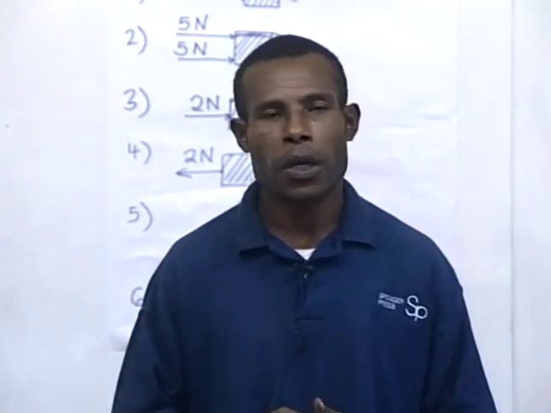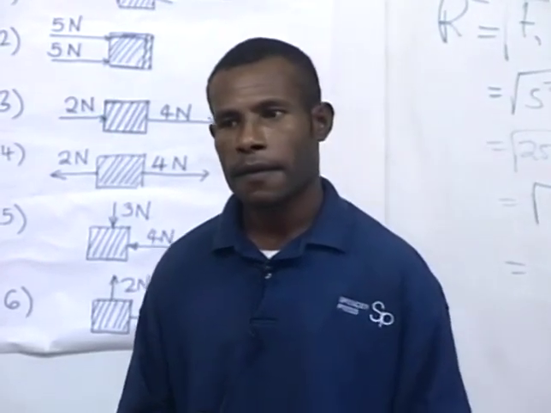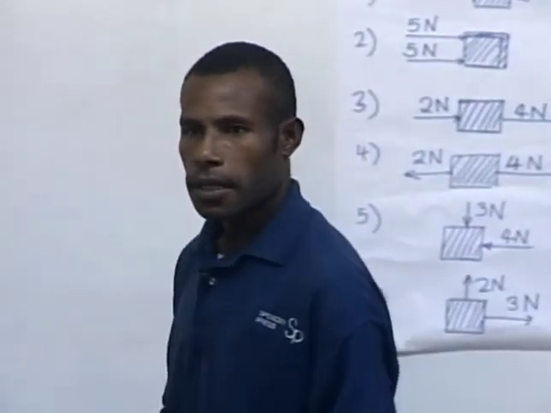Now, looking at the first one, which is the scalar quantity, what is it? Simply, a scalar quantity is a quantity that has only size, but it does not have any direction. Okay, that is a scalar quantity. And a vector quantity is a quantity that has both size and direction. For example, displacement is a vector quantity because it has the size and direction.